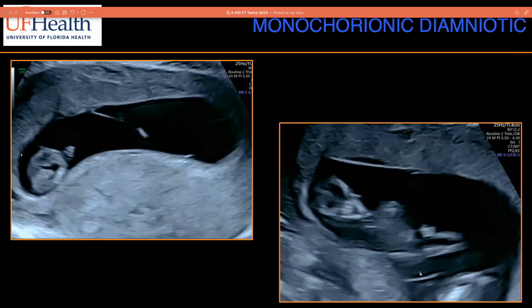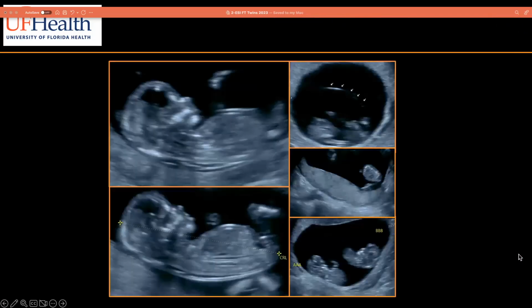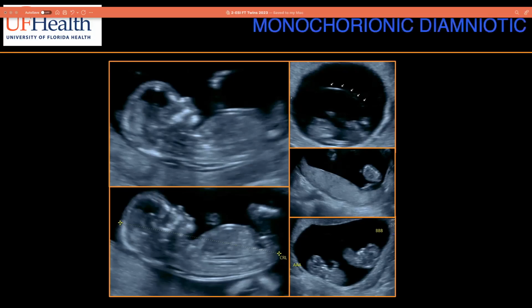And what about here? You can see very thin. This is a T sign, a very thin membrane there. These are mono. And here again, this is another set of twins. As you see them through gestation, this is earlier than the images here. But again, it was a very thin intertwin membrane. It was difficult to ascertain that they were diamniotic, but they were in fact diamniotic monochorionic twins.